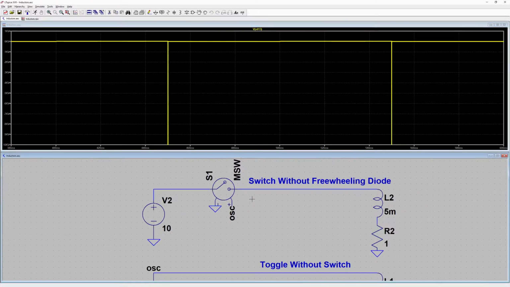So this is bad. We can't switch the inductor off without damaging semiconductor or mechanical switches. How are we going to work with inductive loads? Surely there must be some way to safely dissipate the energy stored in the inductor.